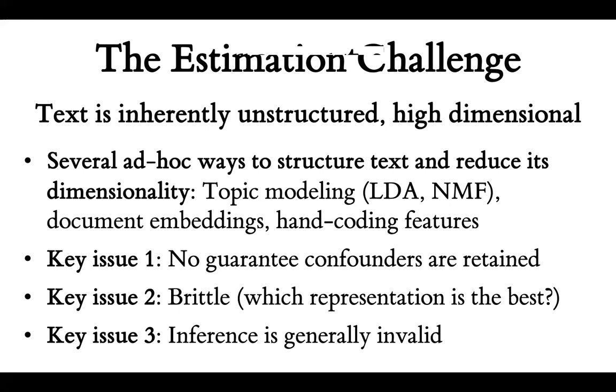Issue number three is that when you later construct confidence intervals, in general, confidence intervals assume that your text representation is not derived from some machine learning process. They assume that it's given to you, some measurement that you got from the data, like a patient's blood pressure or something. But if you're deriving a low dimensional representation from the data and then plugging it into your regression, your confidence intervals are going to be invalid.